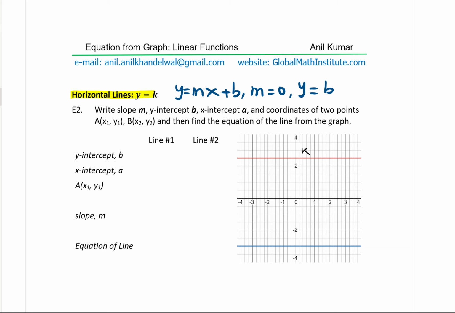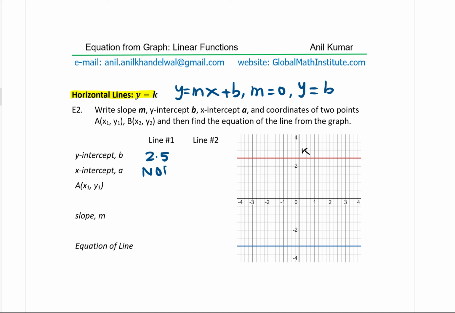So in this particular line, you will notice that it does not have any x-intercept. The y-intercept in this case is 2.5. So the y-intercept is 2.5.